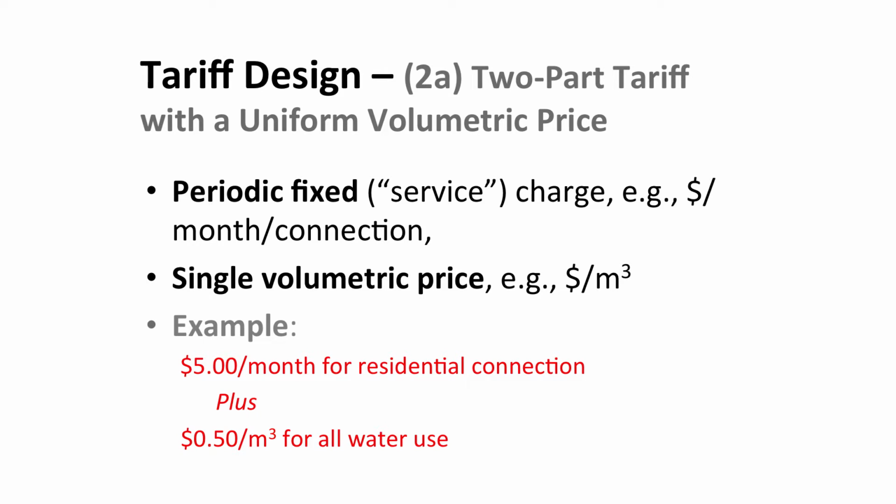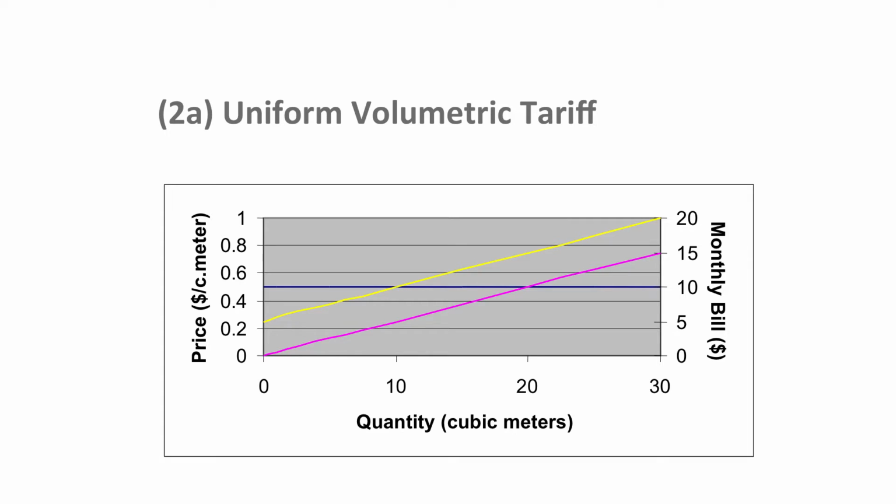Here's an example of a two-part tariff with a uniform volumetric price and a positive fixed charge. Here, your positive fixed charge is $5 per month, and the uniform volumetric price is 50 US cents per cubic meter. This dark blue line shows that your uniform volumetric price of 50 US cents per cubic meter does not change as your household's monthly water use increases.